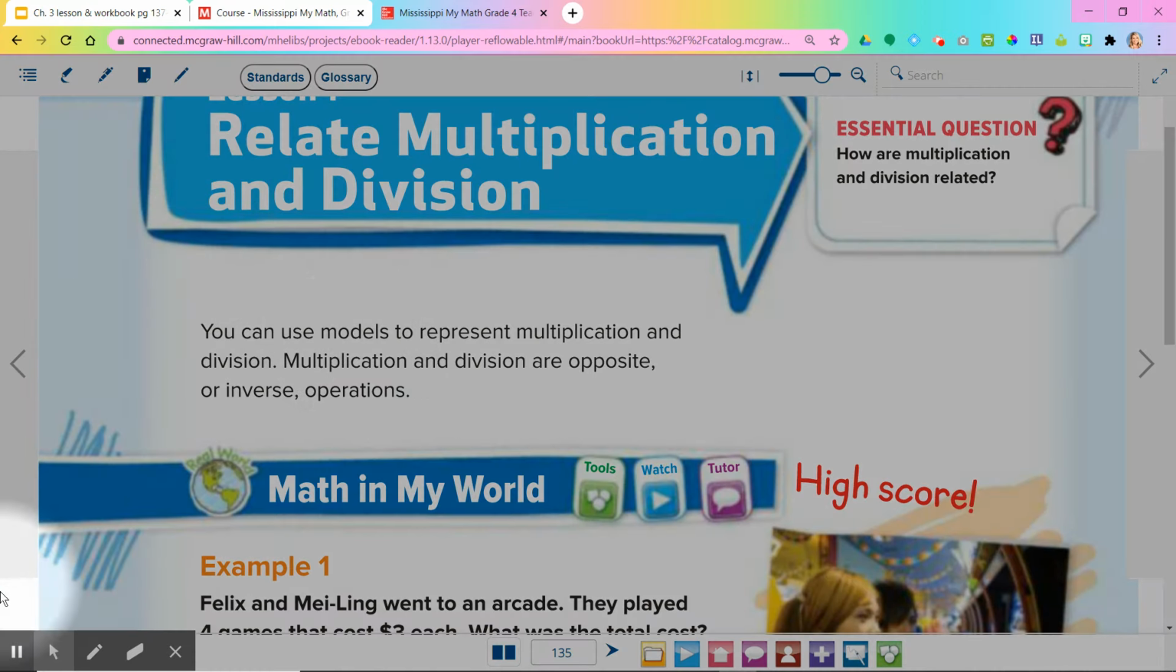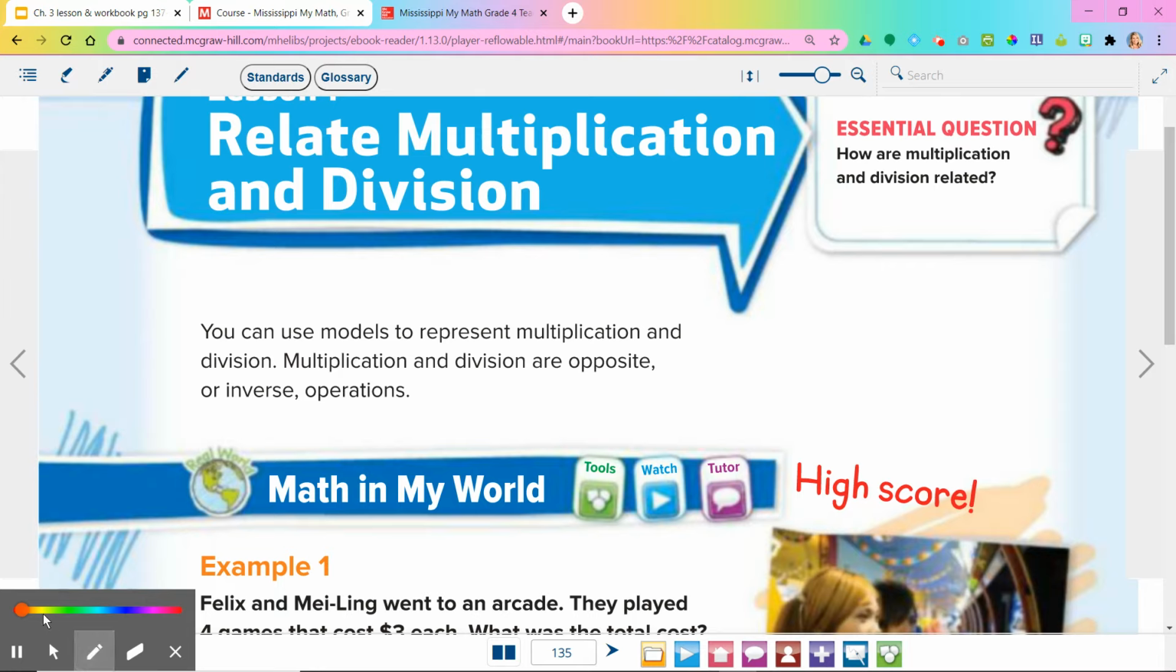All right. You need to know that they are inverse operations. That's very important. So keep that in mind. We've talked about addition and subtraction being inverse because we check subtraction with addition. Multiplication and division are the same way. We can check our division with multiplication.